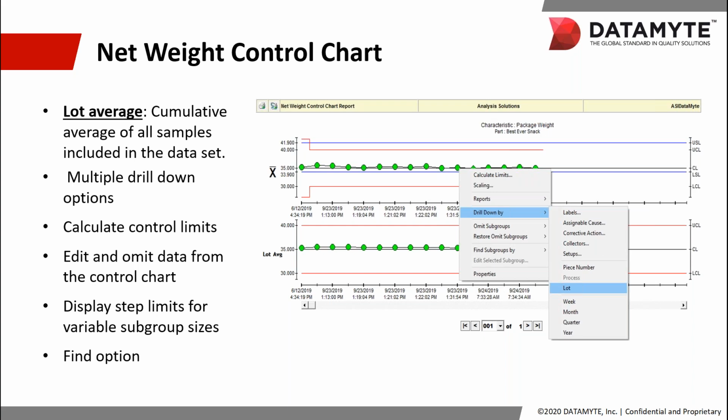This control chart also has the robust memory options and menu options in the right-click menu that the control chart supports, such as drill down options, control limit calculations, edit and omit data, stepped limits for varied subgroup sizes, and your find option.